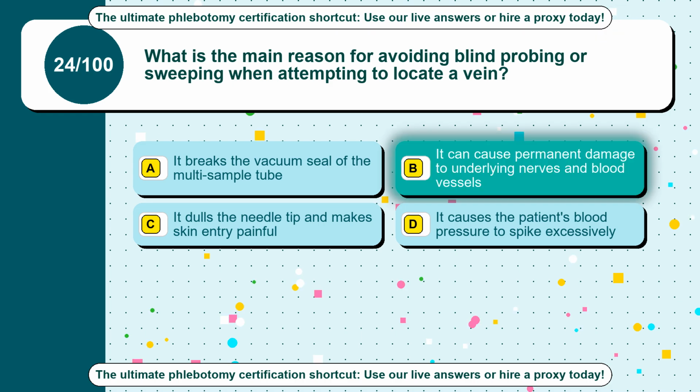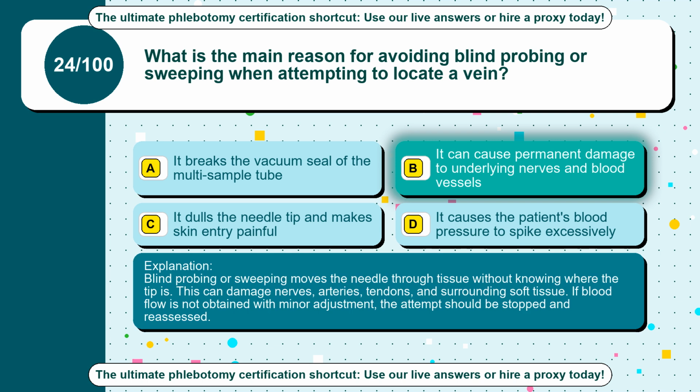The correct answer is option B. It can cause permanent damage to underlying nerves and blood vessels. Blind probing or sweeping moves the needle through tissue without knowing where the tip is. This can damage nerves, arteries, tendons, and surrounding soft tissue.